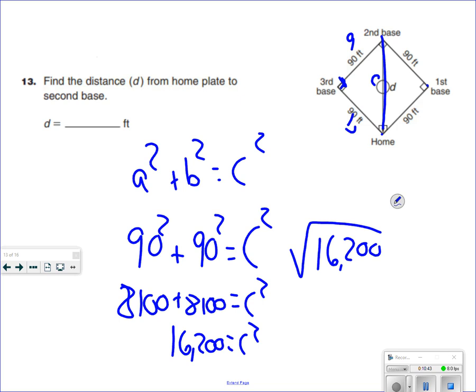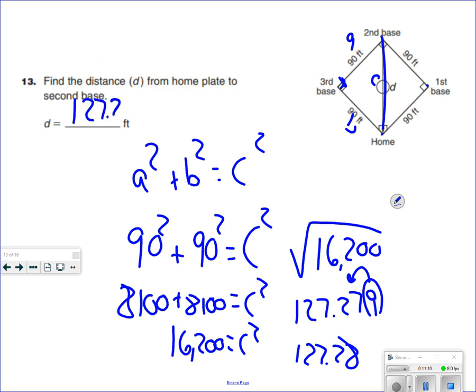Square root of 16,200, close parentheses, equals a very large number, 127.279. Keeps on going on, but I'm done. I'm going to move this 9. It's going to make that 7 round up, so I have 127.28. Jumping back to the problem, I have 127.28 feet. Boom. Done. Next problem.